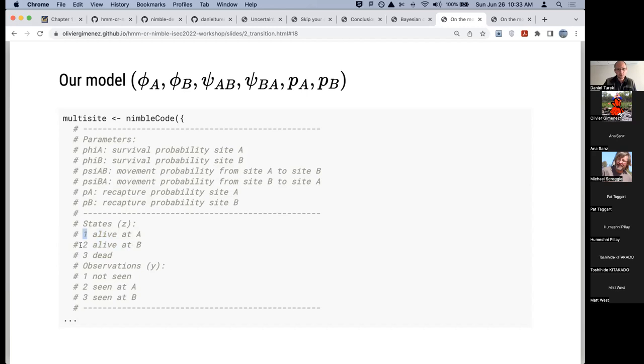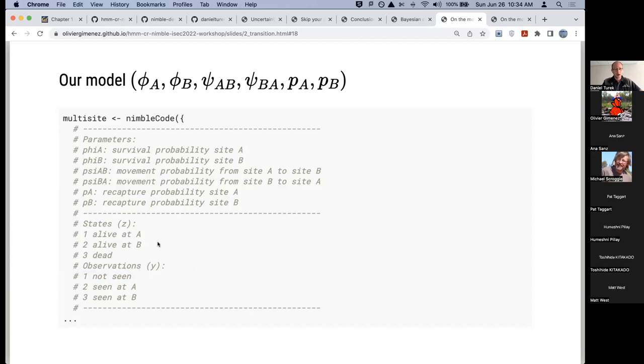Everyone keep this straight, because note here that being alive at A is latent state Z equals 1, but being seen at A is observation Y equals 2. And the not seen, the unobserved state, is in fact Y equals 1. So this can get a little bit tricky. I might mess it up myself, but this does allow us, you'll see, to define the first observation easily. This is a nice trick we can do because of these definitions right here. So this is just comments in the code.